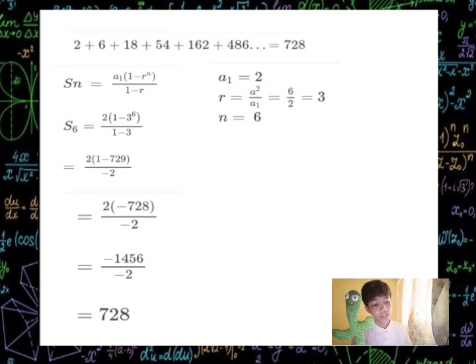and that equals 2 times 1 minus 729 over negative 2, and that equals 2 times negative 728 over negative 2. So that will give us negative 1456 over negative 2. And it equals 728, and as we can see, it is the same as this.